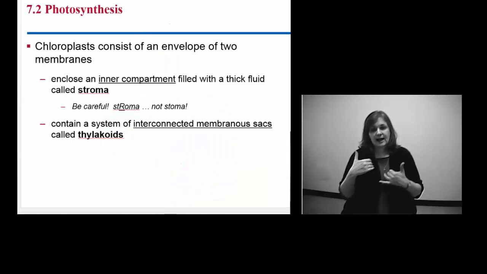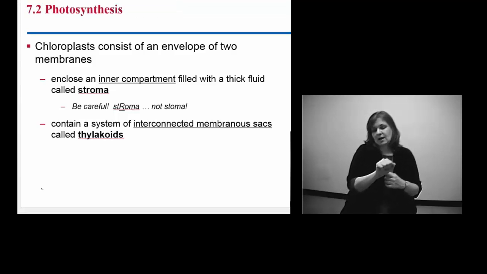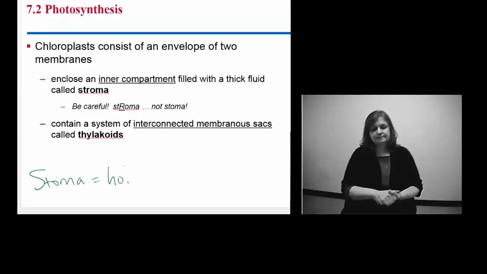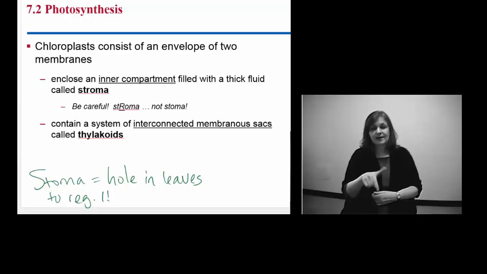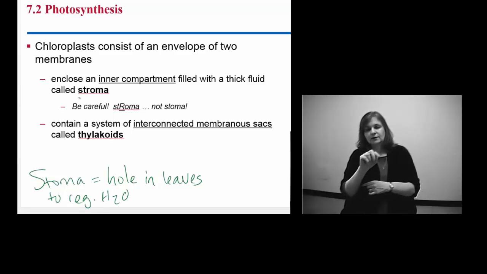So our chloroplasts actually have several compartments associated with them. Now this is where some of the photosynthetic terms become confusing. So we just talked about stoma as being a hole in our leaves that regulates water, right? But now we introduced stroma with an R.